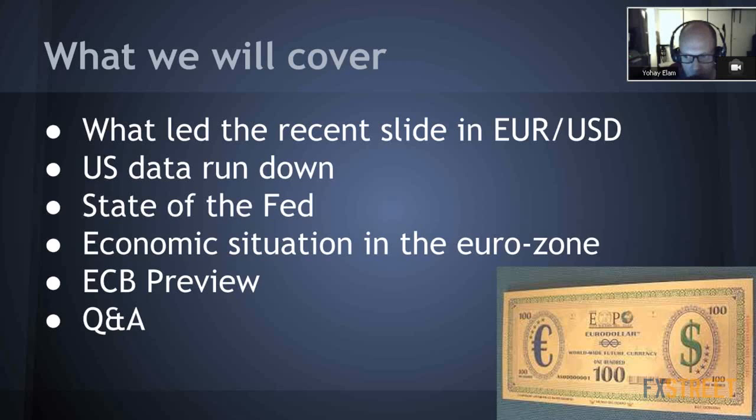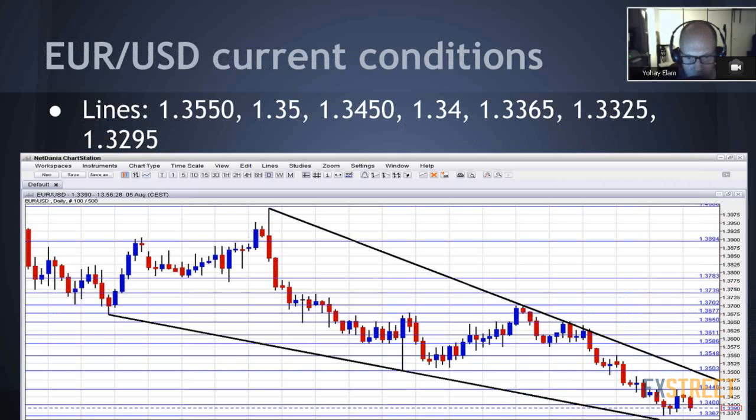So, current situation in euro-dollar. This is how the chart looks. We have a slide from nearly 140 in May, and the recent slide is what we'll talk about soon. We can see downtrend lines, resistance and support. They're not parallel, but they do give some reference and give some proportions on this slide. So here are the lines as well.